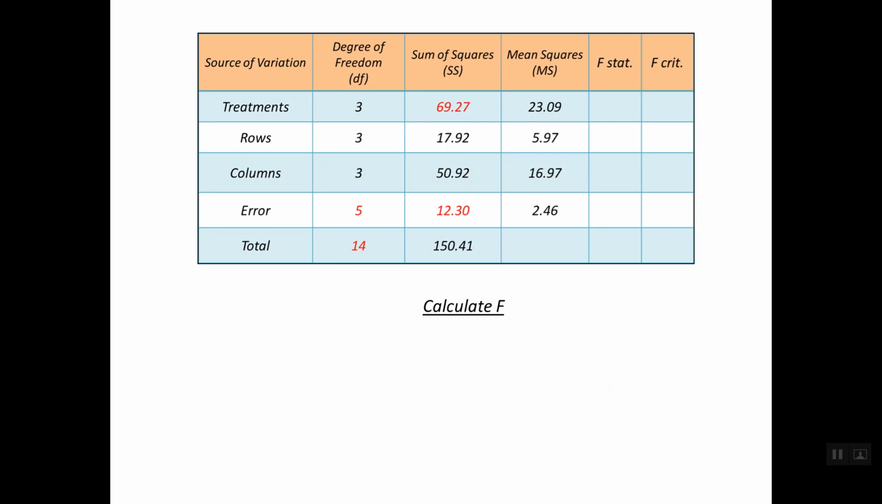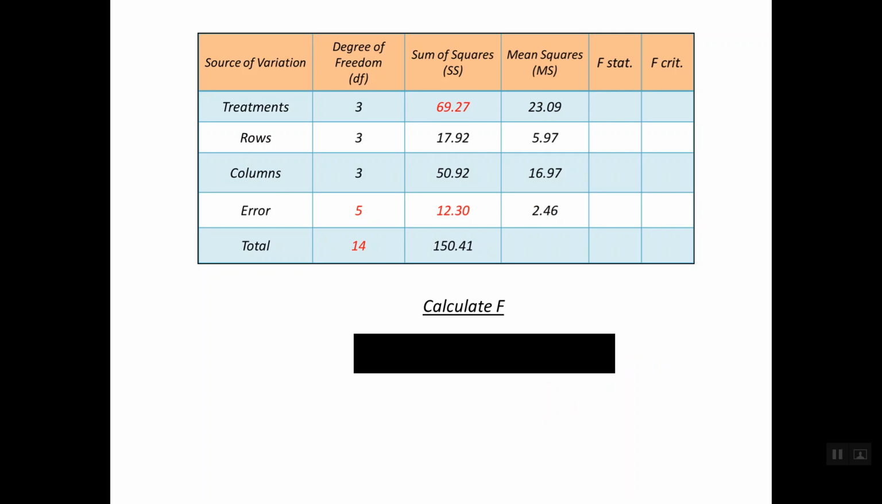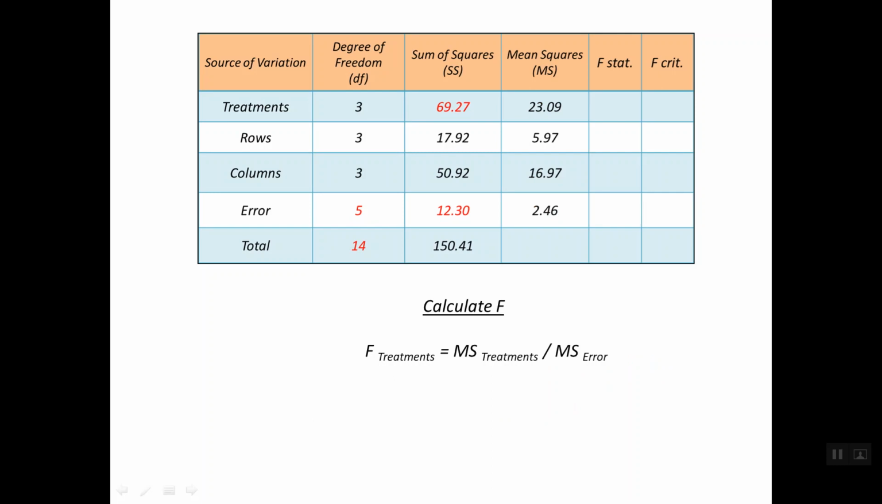Again, the value for the F statistic also will change. So for the F for the treatment, we should divide the mean square for the treatment by the mean square of the error. So this is the new value for the mean square of the treatment, and this is the new value for the mean square of the error. So the value for F for the treatments is simply 9.39.